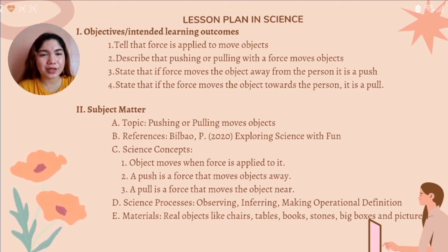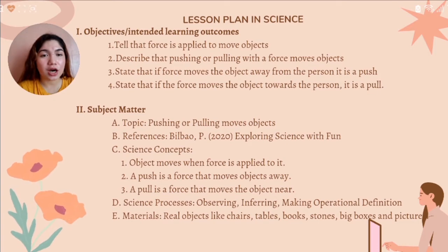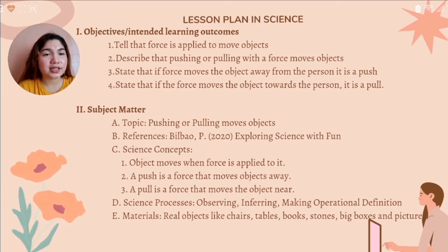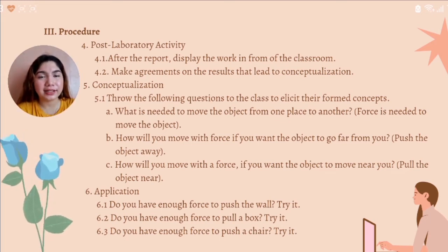So we have the science process: observing, inferring, making operational definition, and our materials to be used are real objects like chairs, tables, books, stones, big boxes, and the pictures. So third, in creating a lesson plan, we have the procedure. So procedure, we have the post-laboratory activity.